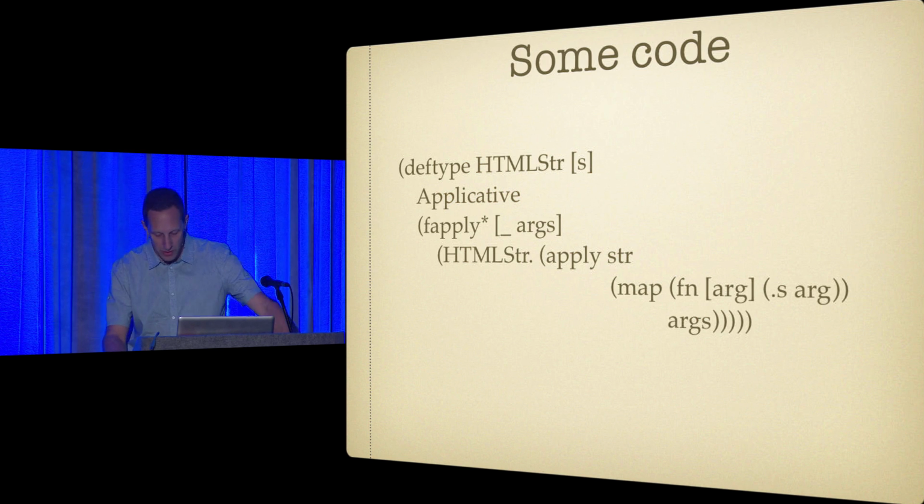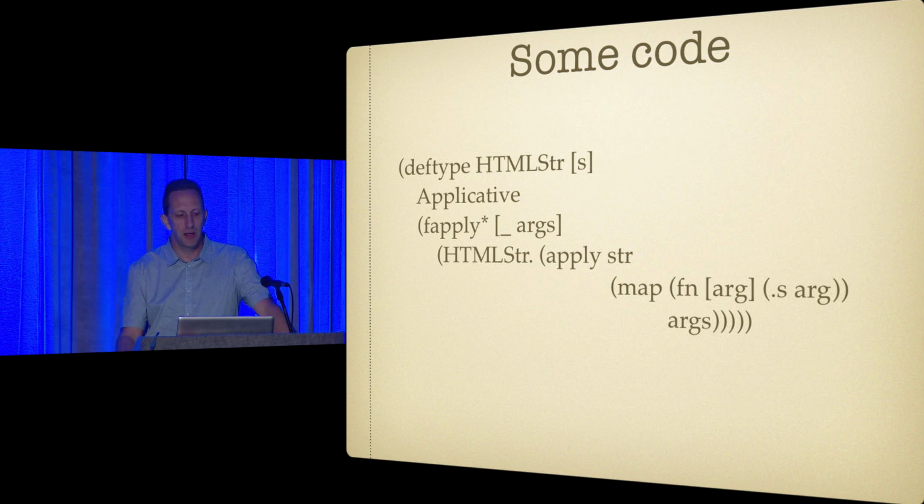Okay, so now let's go through a little bit of code to take all that verbiage that I spewed and make it a little more concrete. The first thing that you need when you're going to interpret an applicative or free applicative data structure is a data type that implements fapply star, because you're going to convert all the values in the tree into that data type. And I want to take that HTML page and produce a string out of it.